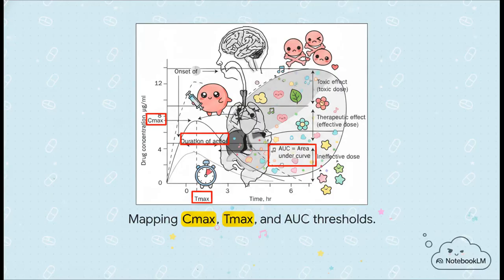Now, what's really cool here is seeing how those mathematical terms overlay directly onto the human body. It shows us the exact sweet spot between a completely ineffective dose and a toxic one. Look at the vertical axis there. That's the drug concentration. You see that middle band labeled therapeutic effect? That is exactly where we want our Cmax to land. If it's too low, nothing happens. If Cmax pushes too high into that upper zone, we're in toxic territory. And down on the horizontal axis, there's your Tmax, clocking the hours it takes to get there. That entire shaded area beneath the curve, that's your total AUC.